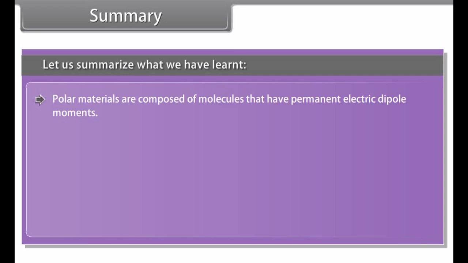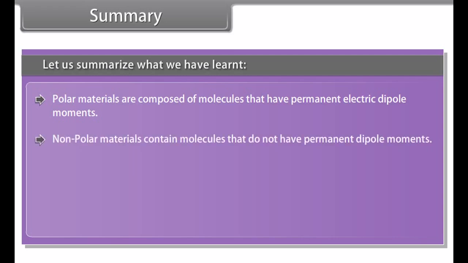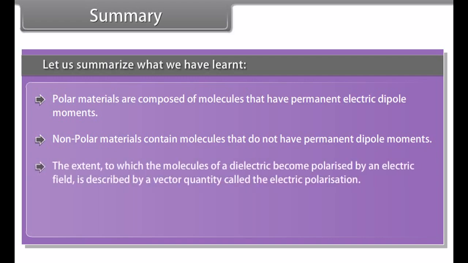Polar materials are composed of molecules that have permanent electric dipole moments. Non-polar materials contain molecules that do not have permanent dipole moments. The extent to which the molecules of a dielectric become polarized by an electric field is described by a vector quantity called the electric polarization.